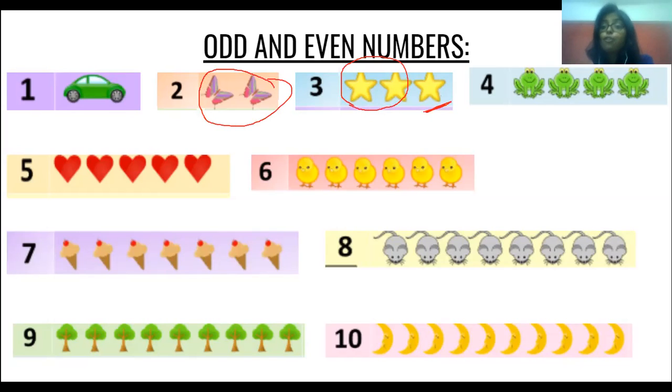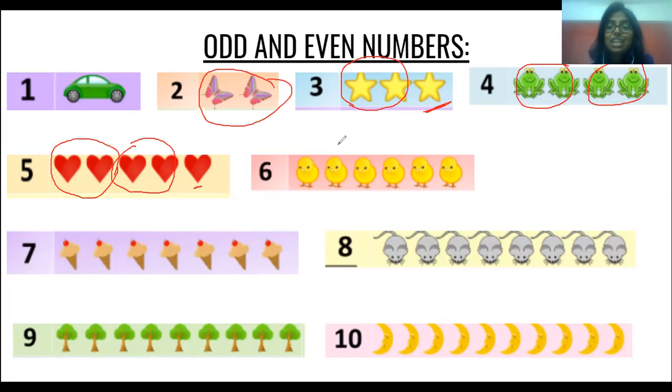Likewise, there are 4 frogs here. Partner, 2 of them are partner and 2 of them are partner. Amazing. So 4 is an even number. We see we have 5 hearts here. Let's start grouping in pairs of 2. 2 of them here. 2 of them here, and this one heart is left alone and it has no partner, which means it is an odd number. It is not an even number.